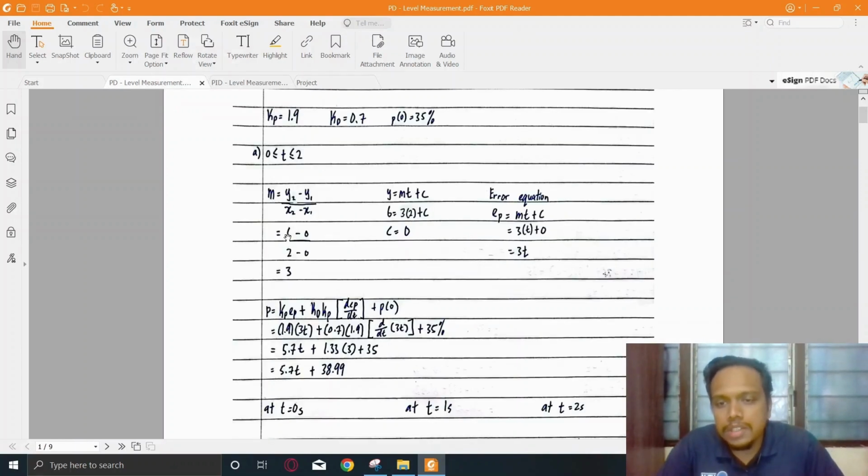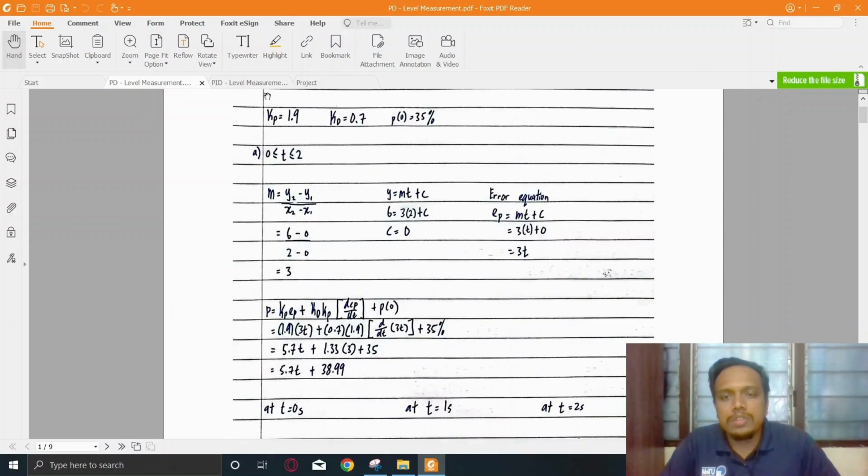So we can see here 2, 6 minus 0, 0, and we get the gradient is 3. Then you put the gradient into the formula y equal to mt plus c, and you can get the constant c. Then from these two values you can get the error equation EP, which is EP equal to mt plus c. For this situation here it is 3t.